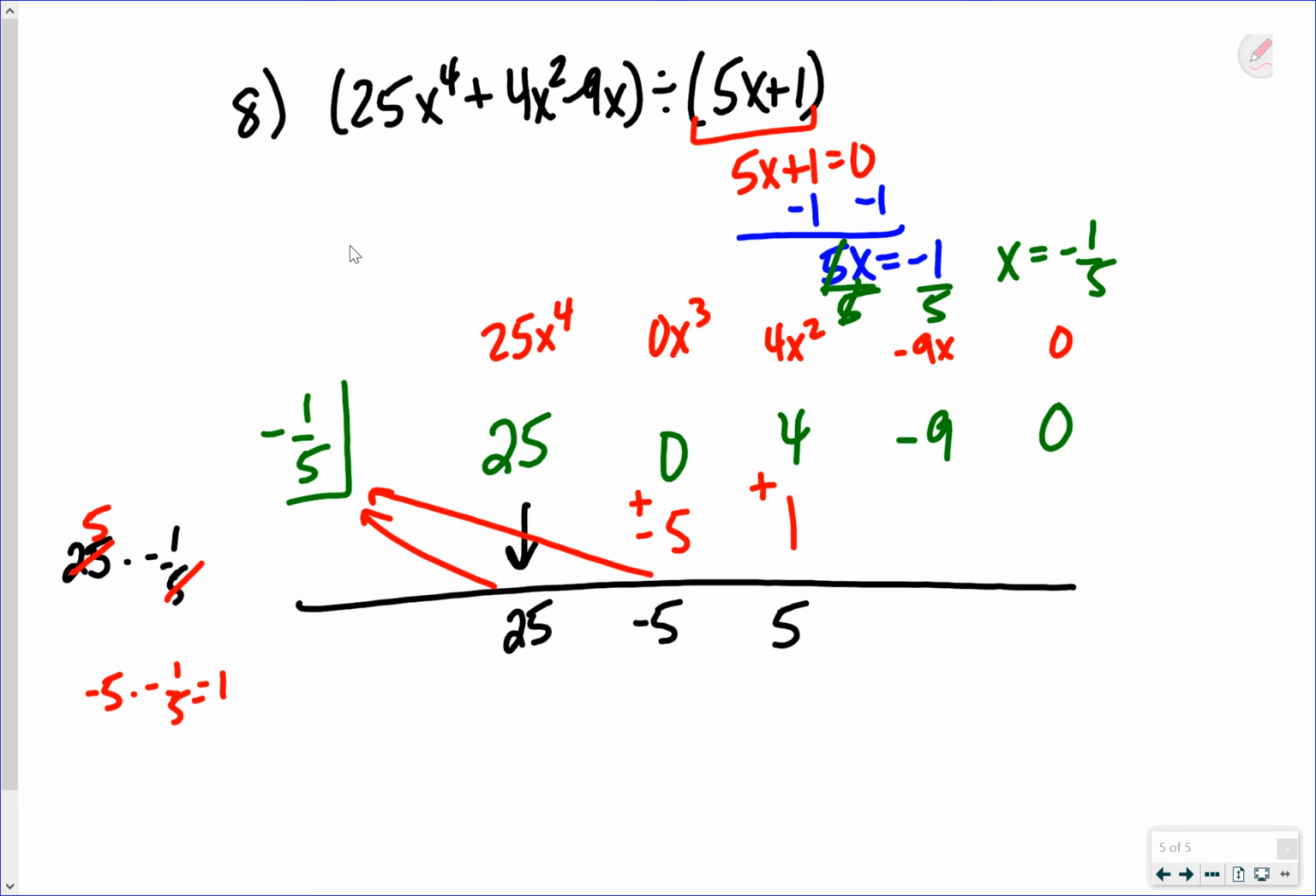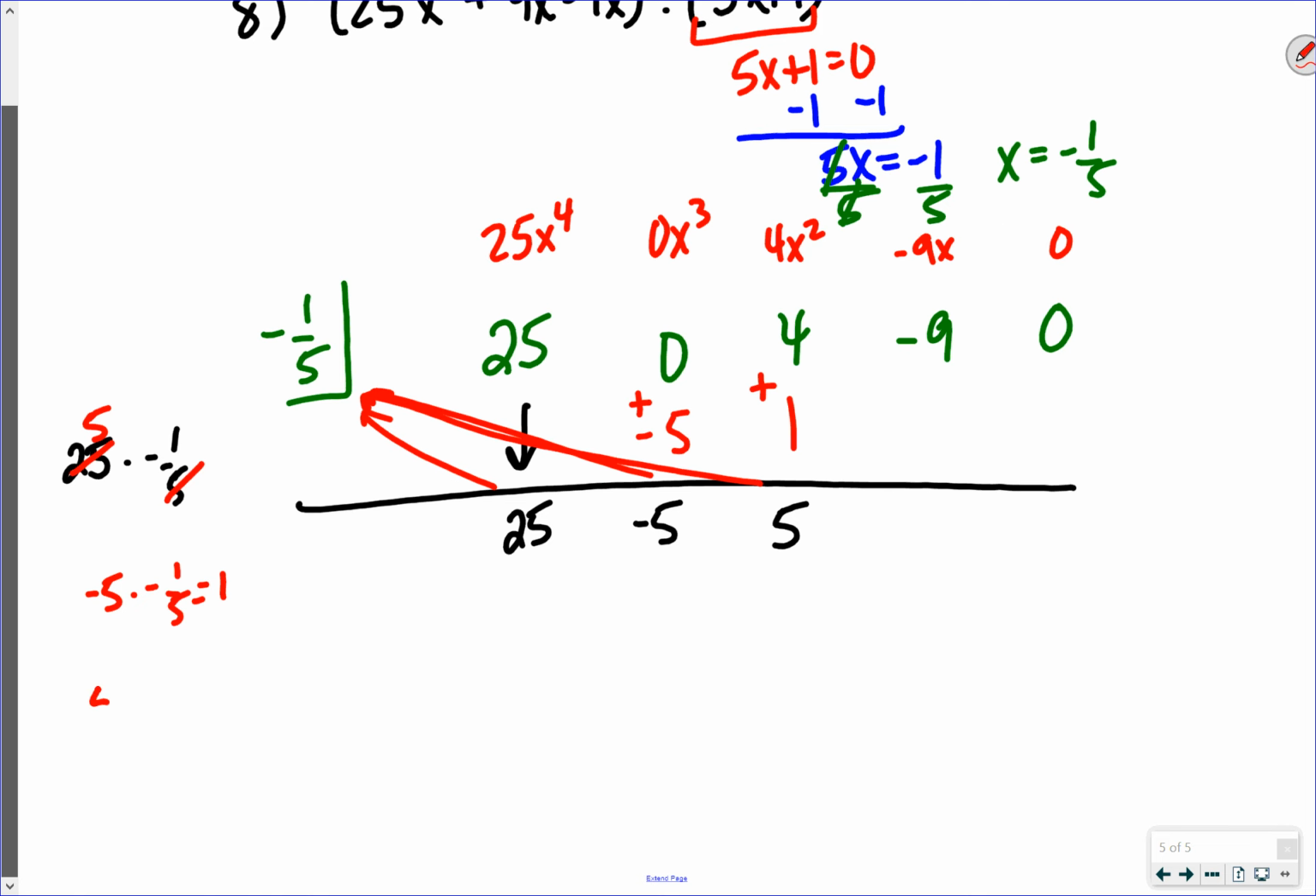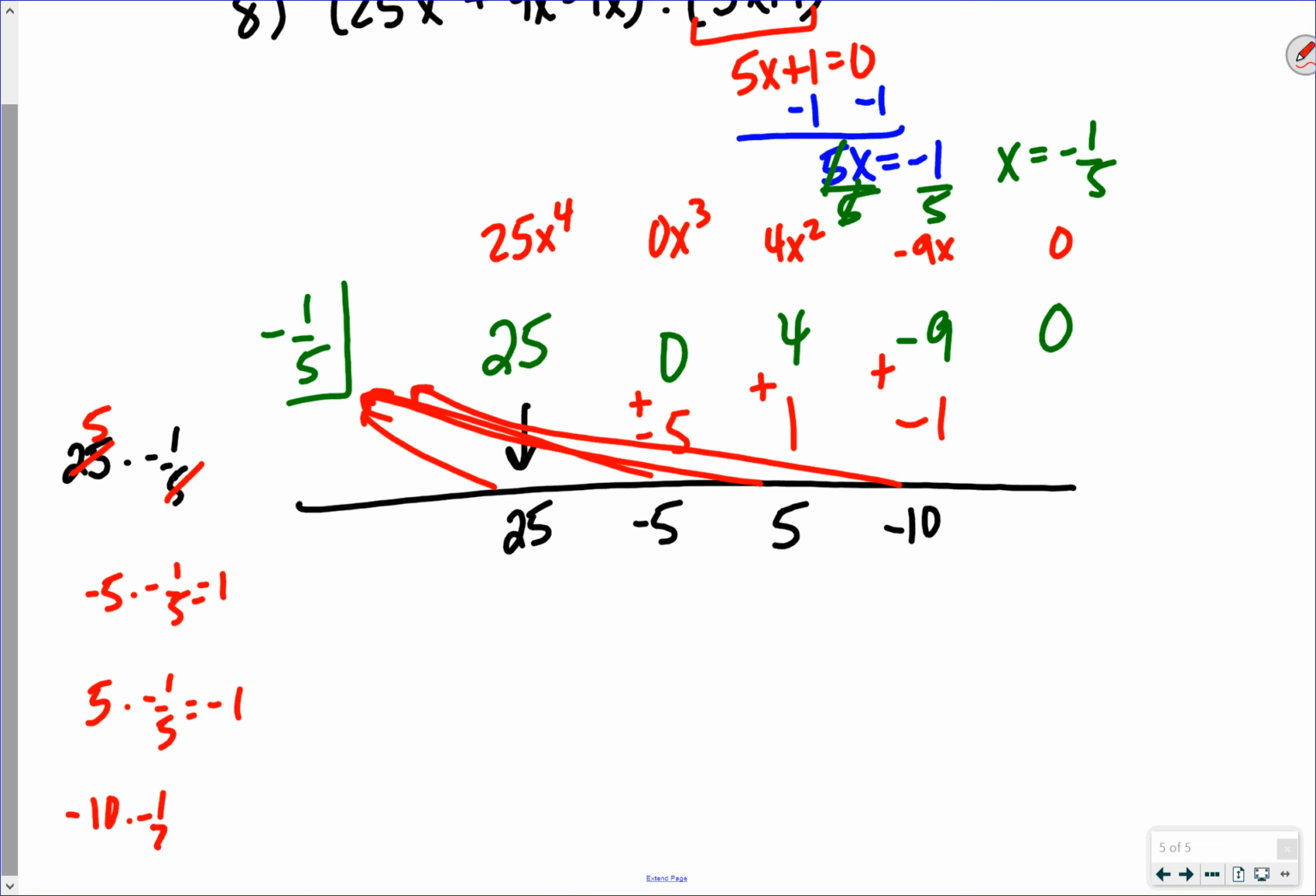Do it again. 5 times negative 1/5 is now a negative 1. Put it underneath the negative 9, add straight down. Negative 9 plus negative 1 is negative 10. Last time, times negative 1/5 will be a negative 2. That goes underneath my 0, add straight down. I get a remainder of negative 2.